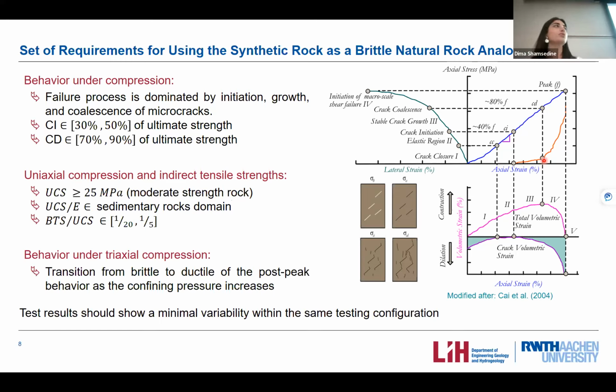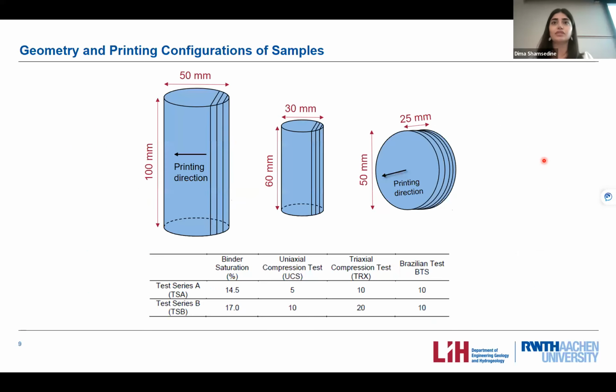And finally, we should prove that the test results have minimal variability, and we have to prove that the tests that we are doing are repeatable. Now, presenting the geometry and the printing configurations of the samples that we have printed and used in the experimental campaign. First, we have the UCS sample, the triaxial sample, and the Brazilian disc sample.